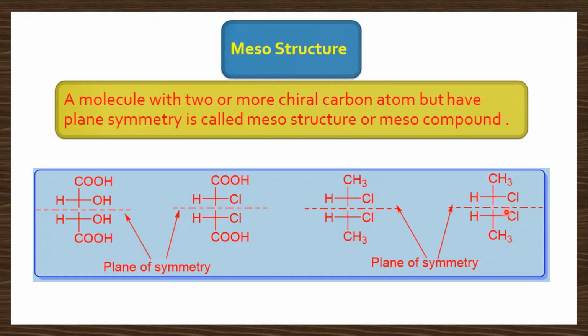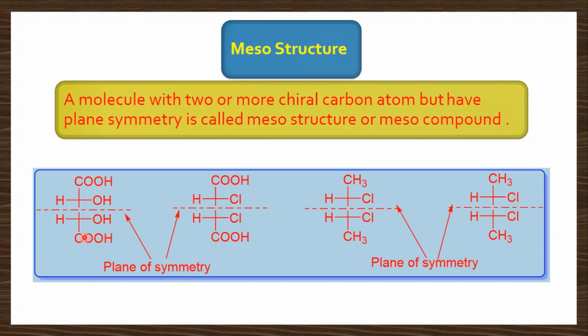These molecules have a plane of symmetry that divides them midway between the two asymmetric chiral centers. So these are the two asymmetric carbons, and the plane divides the molecule. Now you notice that one half of the molecule is the mirror image of the other half. When you cut this molecule, this half is the mirror image of that half.